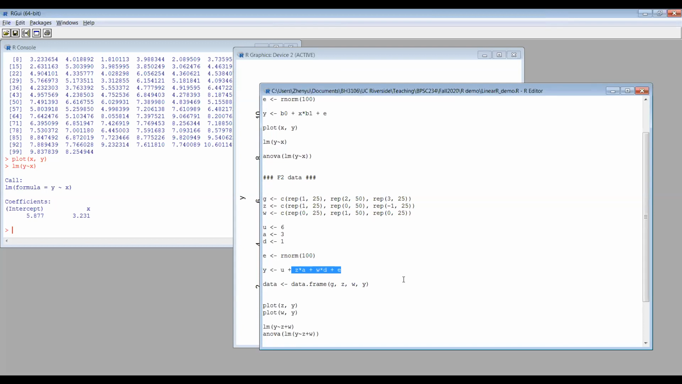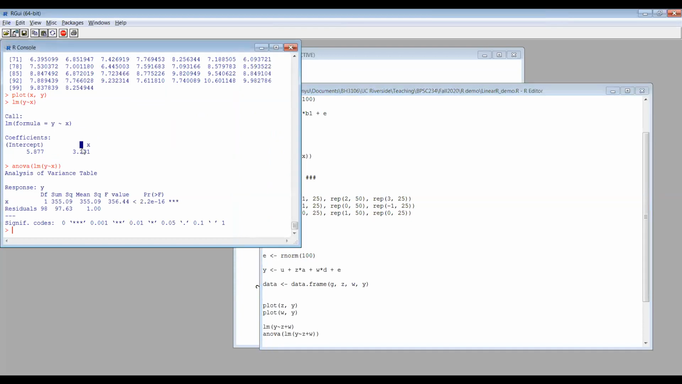Does that make sense? Yep. Okay. So you use this to get the estimation, and you can use this command to test the slope. If you run this, it will give you the test p-value for the slope.